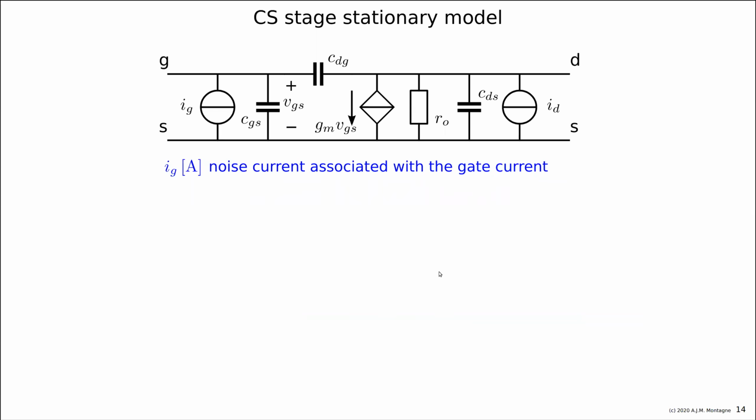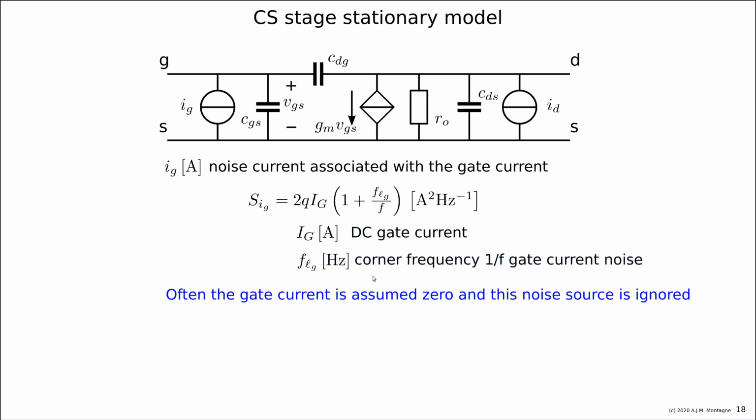So let's go to the second source. The second source is IG, the noise current associated with the DC gate current. Now, in many cases, we can ignore this source because the DC gate current IG is very low. And otherwise, it will be 2q times this current, and it has its own 1 over f corner frequency. So I just introduced a new one, fLG, to represent a corner frequency of the 1 over f noise for the gate current. So the DC gate current is IG, this is the corner frequency, but often this gate current is assumed zero.